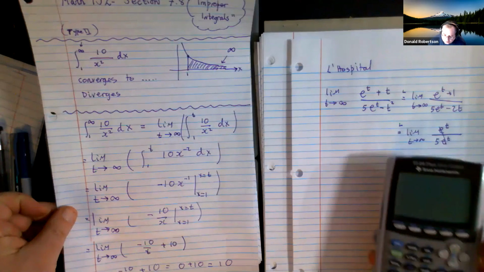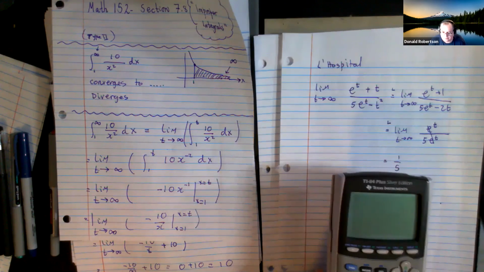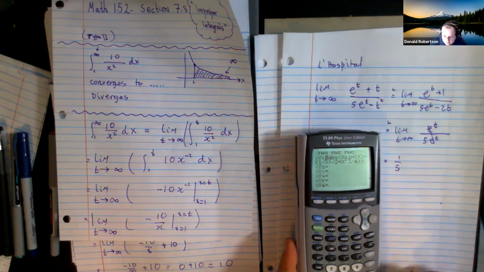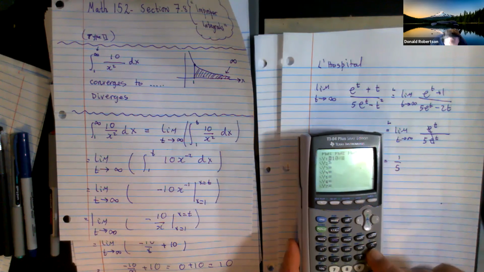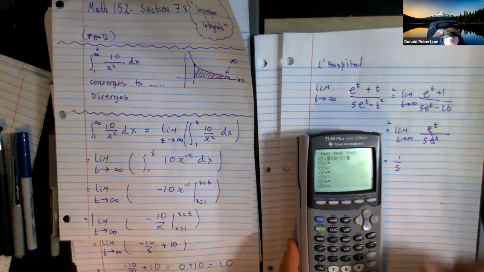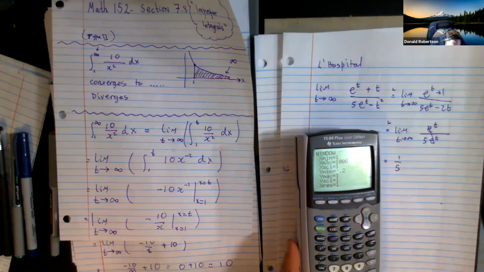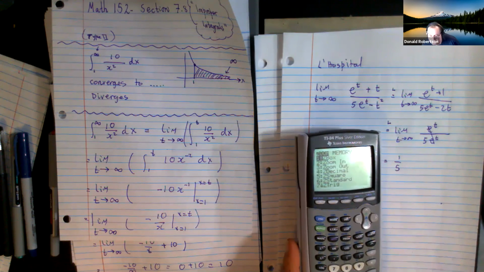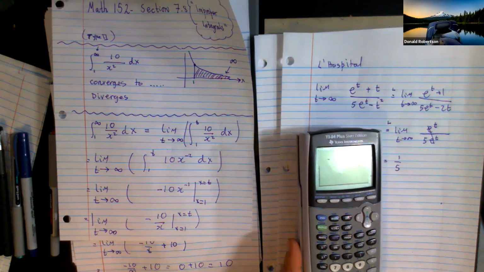Now, this is not a proof, but it's the closest I'm going to get to convincing you that this is true. So I'm going to go into y equals, and I'm going to put the function 10 divided by x squared. I'm going to go to my window, and I'm going to start at 1, and I'm going to finish at 1,000. And then I'm going to go zoom 0 and zoom to fit. And I've broken it.